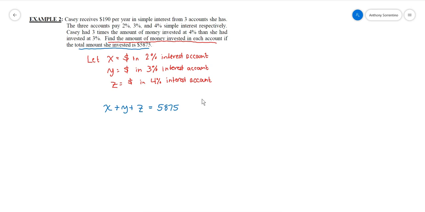The second one I'm going to write an equation for tells me that she earned $190 per year in simple interest from the 3 accounts, and we know what their amounts are. Well, to calculate the interest she earned in each account, I would take X times 2% of that, and that'd be the interest she earned in that account. And for Y, I'd take 0.03 times the amount she invested there. And then for the third account, take 4% times the amount she invested there to find their respective interests, and I would add them together.